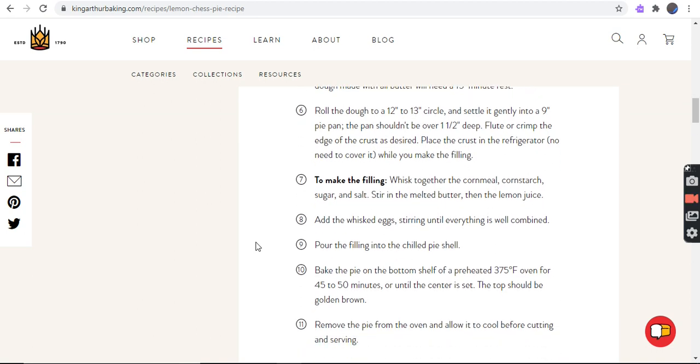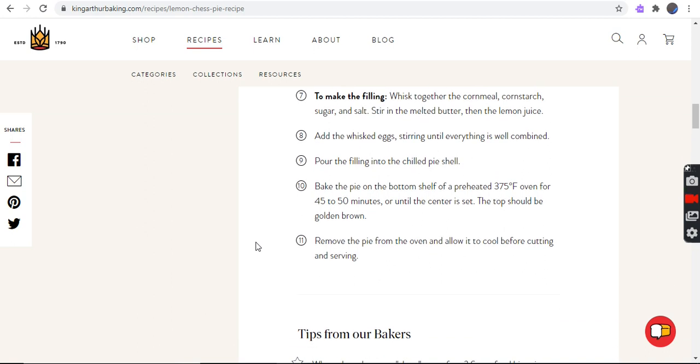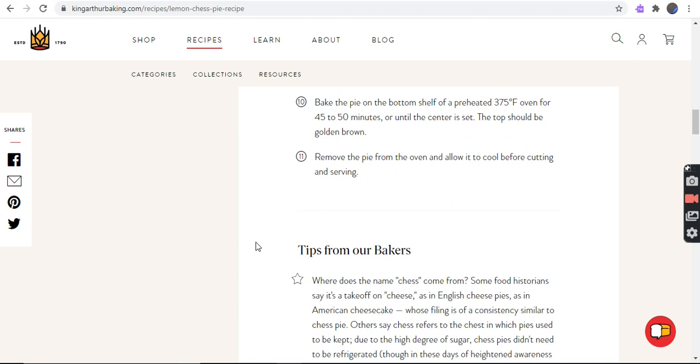To make the filling, whisk together the cornmeal, cornstarch, sugar, and salt. Stir in the melted butter, then the lemon juice. Add the whisked eggs, stirring until everything is well combined. Pour the filling into the chilled pie shell. Bake the pie on the bottom shelf in a preheated 375°F oven for 45 to 55 minutes, or until the center is set. The top should be golden brown. Remove the pie from the oven and allow it to cool before cutting and serving.